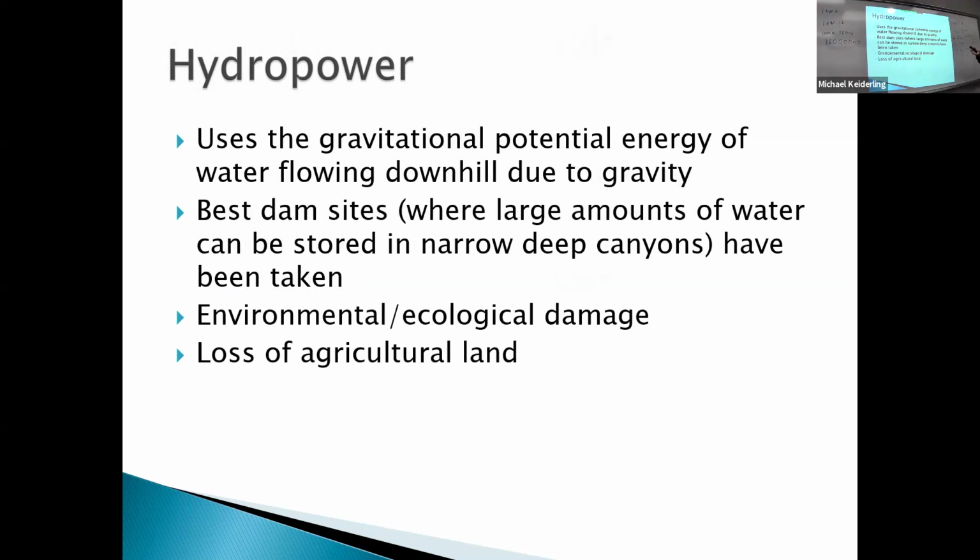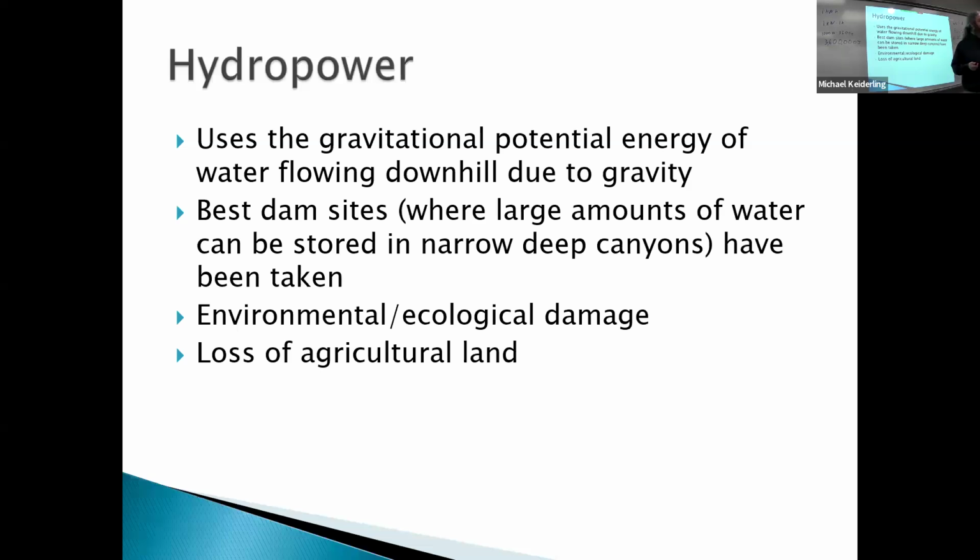Now, the biggest problem with hydropower is that you've got to build a dam and pile up a whole bunch of water somewhere, and all the good sites are already taken. It does a surprising amount of environmental and ecological damage from the whole area that gets flooded by building the dam, and various other factors like that. It's not great. It also has a tendency to flood agricultural land. It causes big loss of agricultural land.